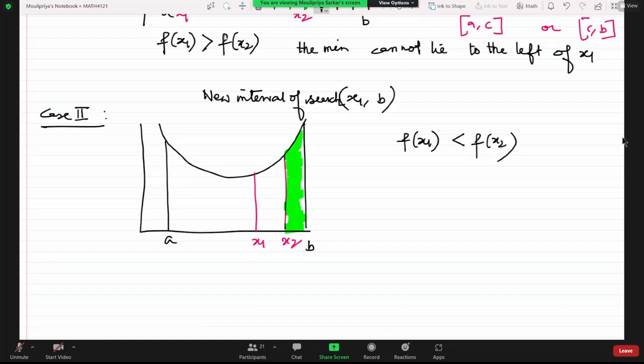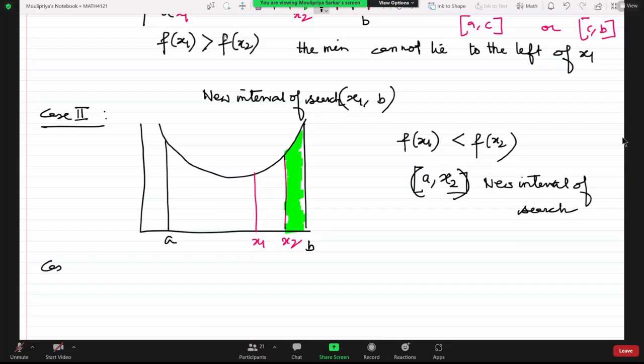Okay. So if this be the case, then your new region is going to be A to x1. Sorry, A to x2. Right? Are we okay with this? This is going to be your new interval of search.